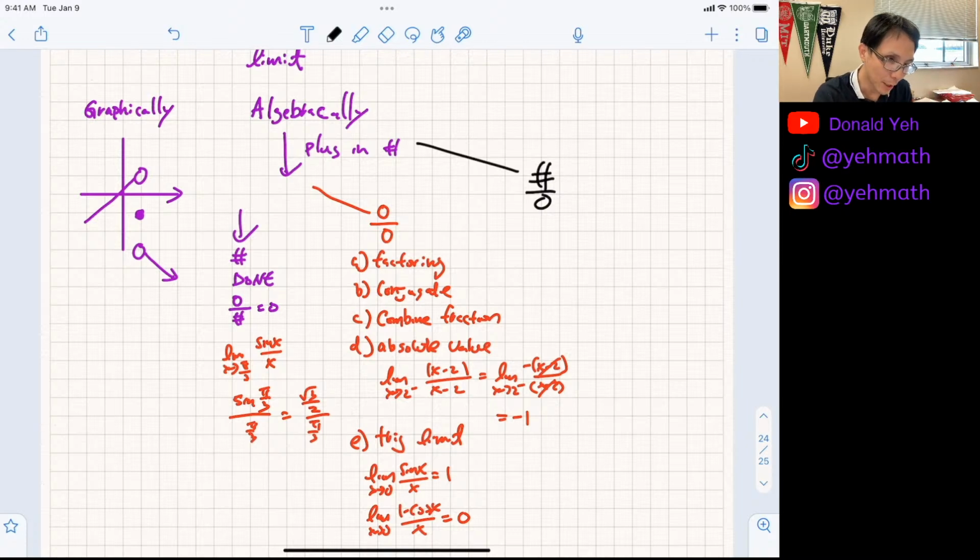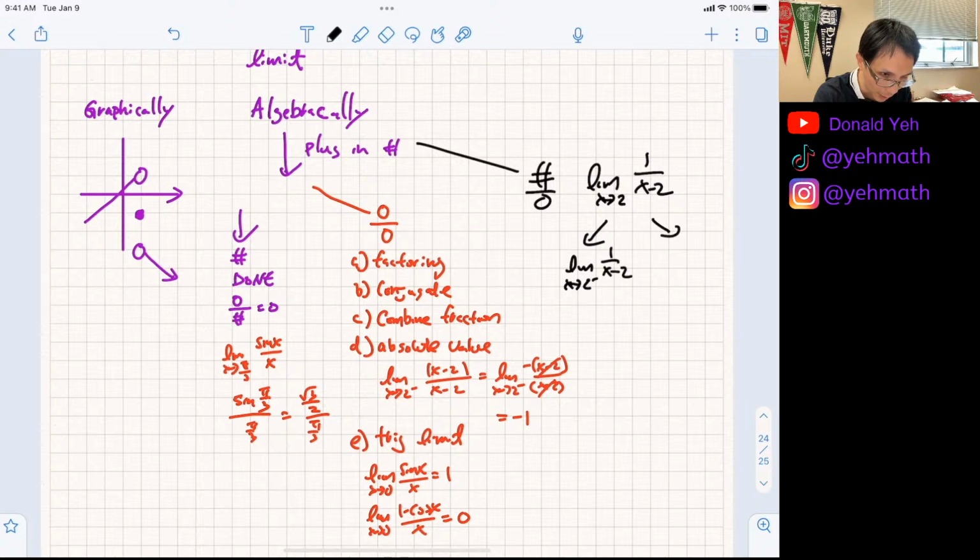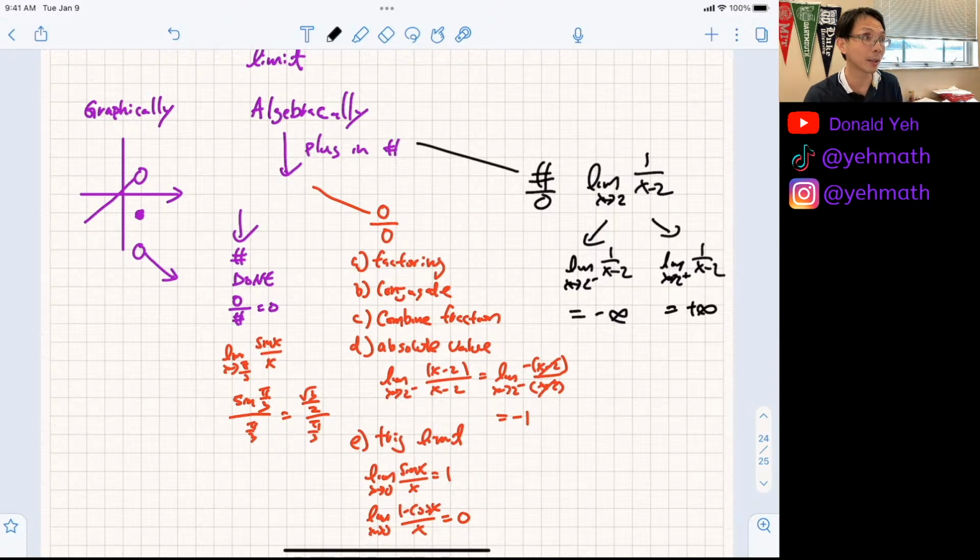So for example, if I have limit x approach 2 of 1 over x minus 2, you have to do two separate sides. Limit x approach 2 from the left of 1 over x minus 2, and limit x approach 2 from the positive side of 1 over x minus 2. This one is equal to negative infinity. This one is equal to positive infinity. Do you know why? I just plug in 1.9 or 2.1. But the overall limit does not exist.